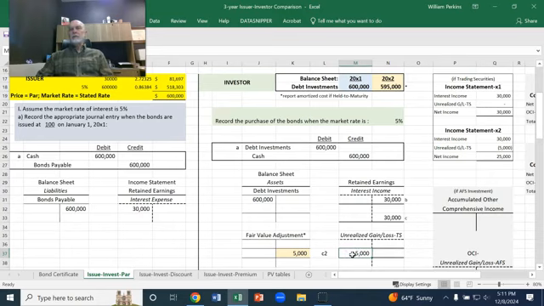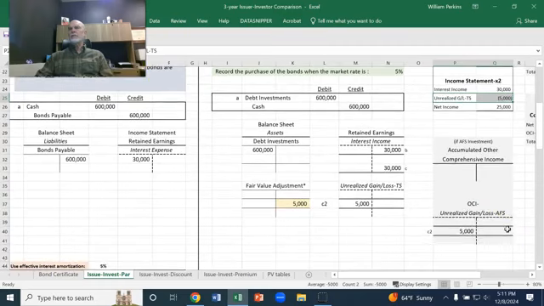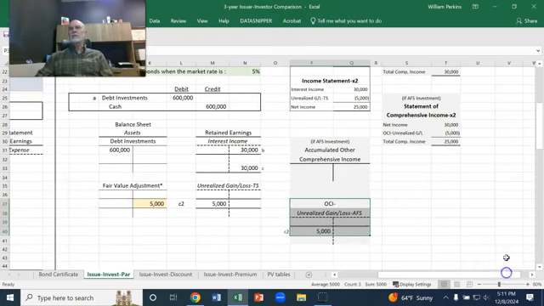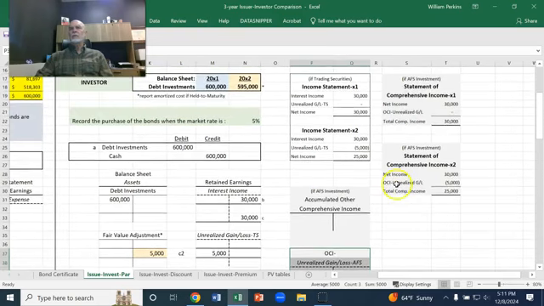If the investment is classified as a trading security, the unrealized loss is a temporary account under retained earnings and would go onto the income statement. If it's classified as available for sale, the unrealized loss is considered other comprehensive income and would not go on the income statement, but instead would go onto a statement of comprehensive income.